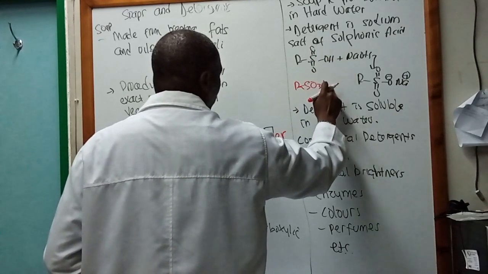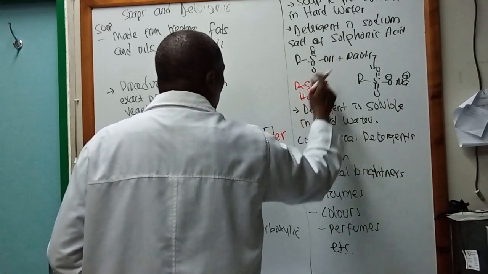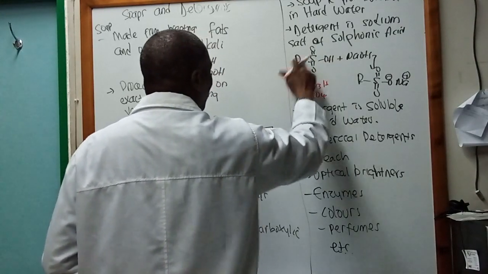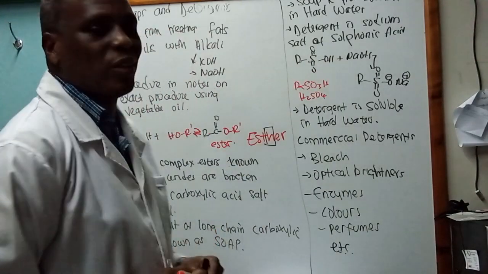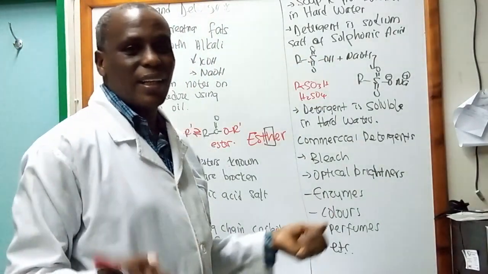RSO3H, yeah? That's a sulfonic acid. But sulfuric acid is H2SO4. So it means that for sulfuric acid, the R is changed with the OH, yeah? So sulfonic acid and sulfuric acid are related.